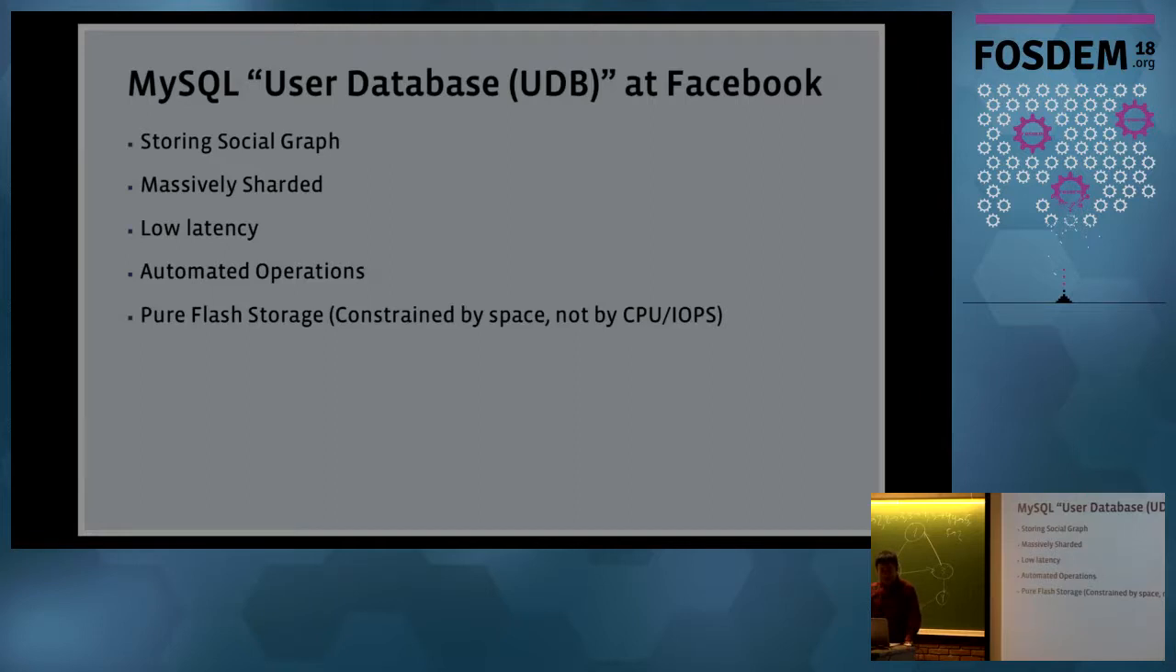So we use pure flash storage, PCI Express flash drives. Apparently hard disk is too slow for serving users running on UDB. So we replaced it with pure flash years ago. Pure flash is fast, but it's still pretty expensive, especially server grade. So server SSD is pretty expensive. And we are pretty much constrained by space, not by CPU and IOPS. So saving space was pretty important for us.